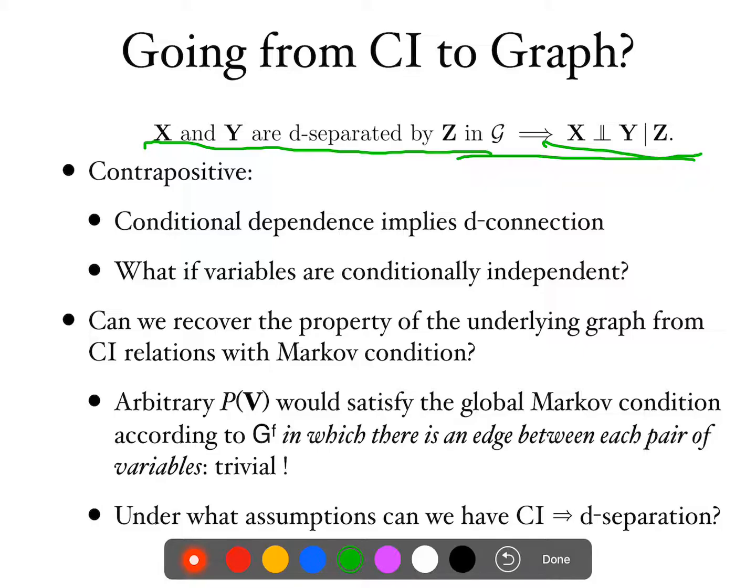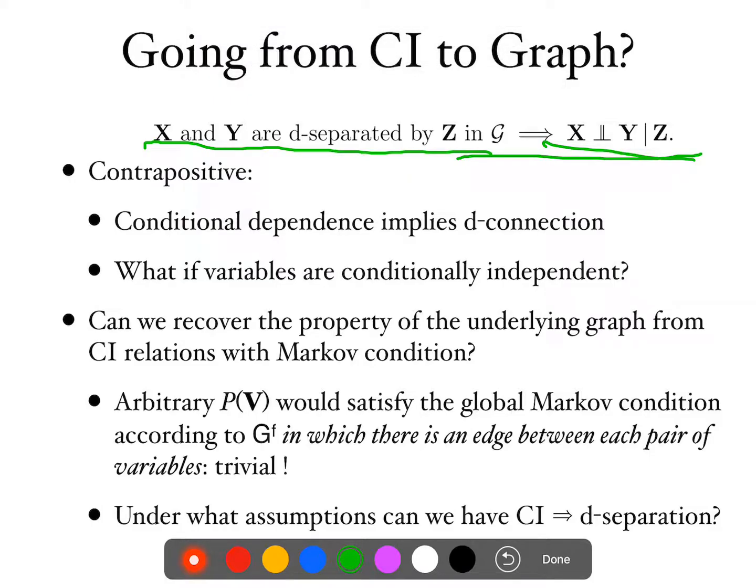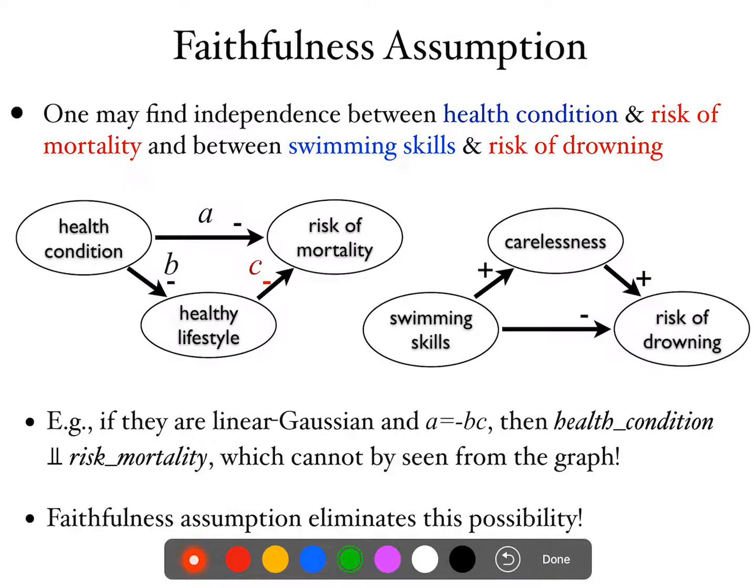So you want to go from independence to d-separation. That's the problem. Clearly, without further assumptions, we cannot do so. If you just apply the Markov condition, you can always end up with a fully connected graph, because clearly the Markov condition will always trivially hold. No variables are d-separated. That's why I cannot see any conditional independence relation in the data, right? If you see something by accident, you can see a lot of things, right? So what assumption should we make?